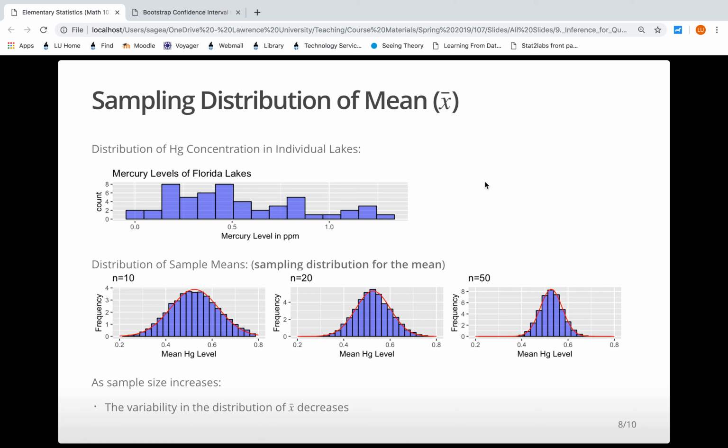And I repeated this simulation of bootstrap samples in R using samples of size 10, 20, and 50. We see that the distribution of averages has a nice symmetric bell shape that we'll be able to take advantage of. And we also notice that the variability in this distribution of averages decreases as the sample size grows. There's less variability in the distribution of sample averages for samples of 20 lakes than for 10 lakes, and even less variability when we take samples of 50 lakes.